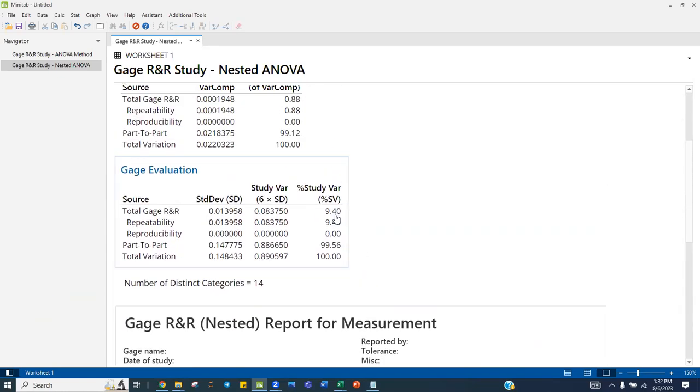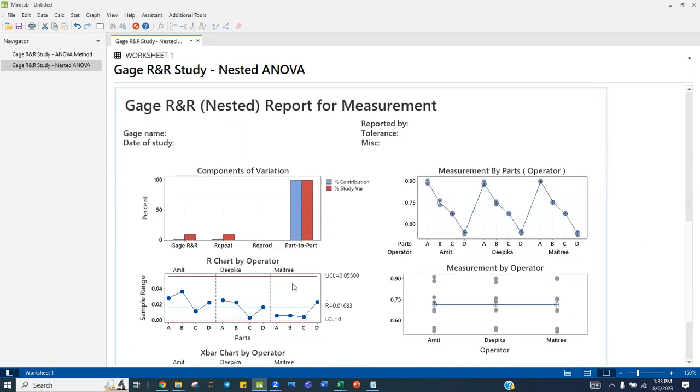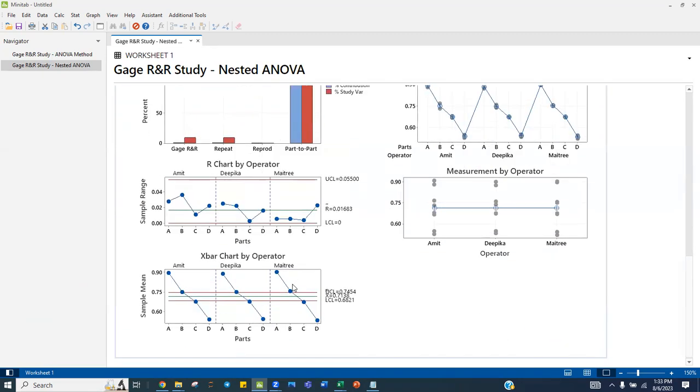So my study variation here is 9.40 because it's nested, so the calculation will be different based on the standard deviation. And distinct categories are 14. And still I can say, even for the nested, if I have the same data, my measurement system is successful. There is no significant variation. My R chart is very well within the control limit, and my X bar chart is outside the control limit.